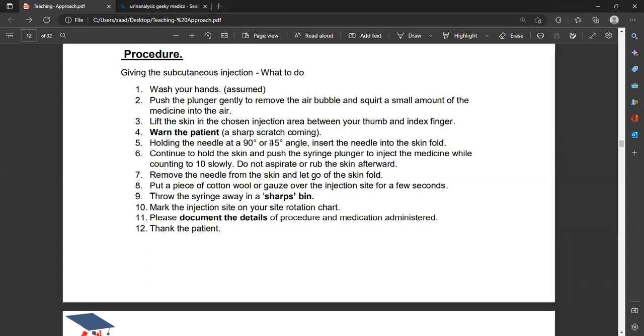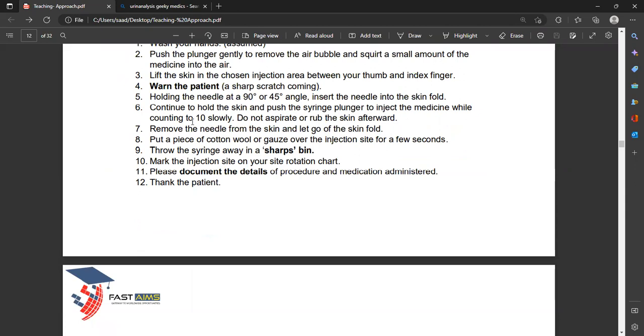So, Lori, when you are going to give this subcutaneous injection, tell the patient that a sharp scratch is coming. So if the patient is John, say, John, a sharp scratch is coming. It is a warning to the patient that I'm going to inject. Then at 90 or 45 degrees, inject into the skin fold. Inject slowly, and you have to follow this. Just verbalize these steps to the student so that he might understand well.